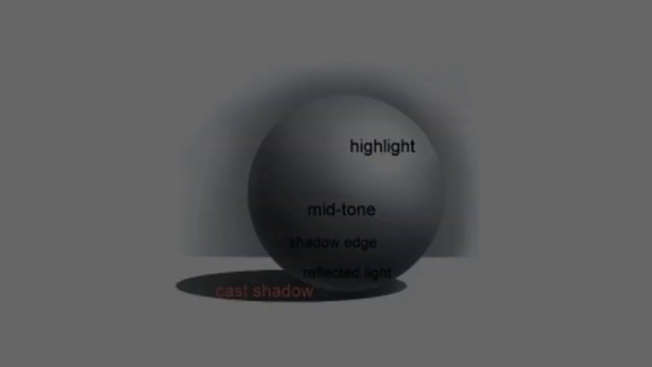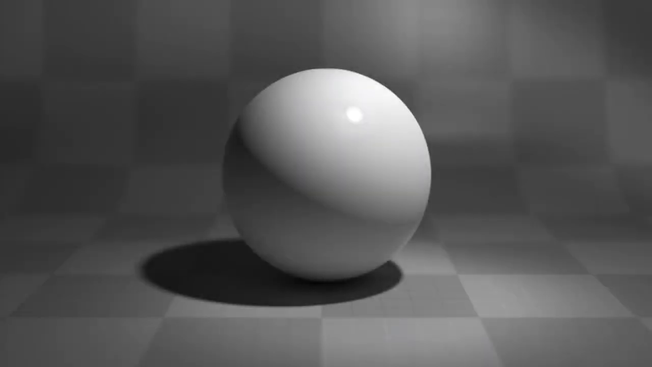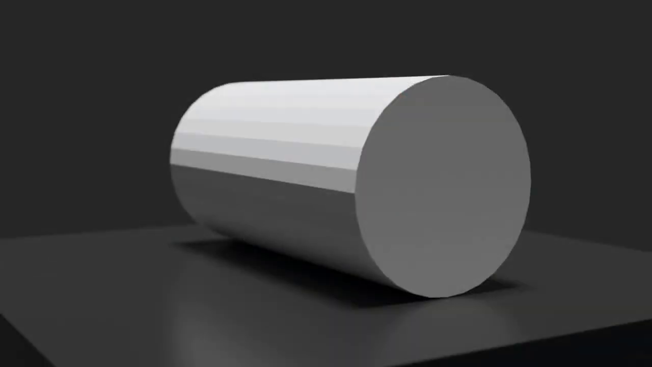So what do I mean? Here is the highlight. That's the reflection of the light source actually on your object. The center light is that part of the object where the surface is pointing towards the light source most directly. On the cylinder, the center light is up here on the top. This is where the plane of the surface is facing towards the light.